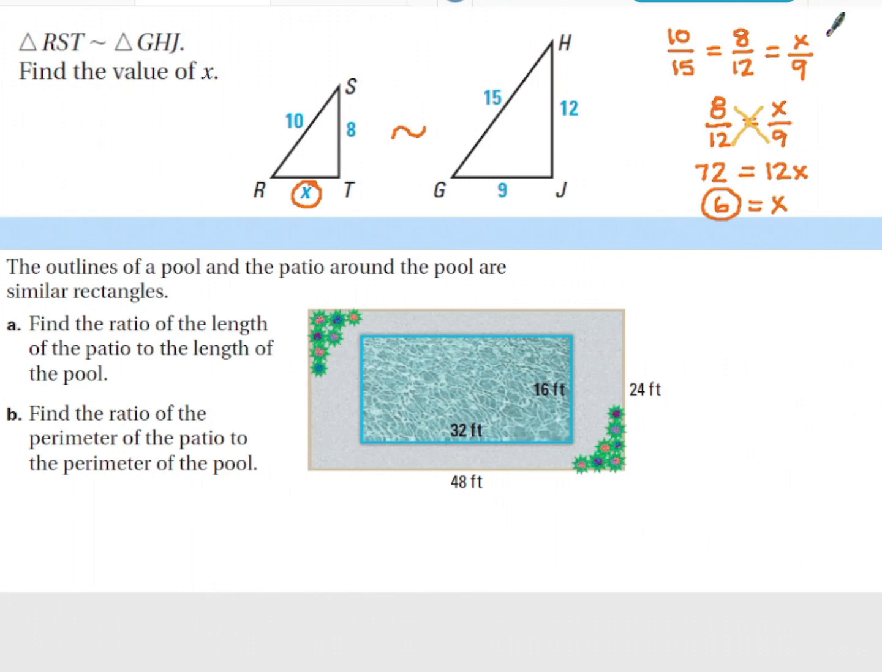Could also plop it back up in here. 6/9 is equal to 8/12 and 10/15. I think they are all 2/3, so that should work out nicely.